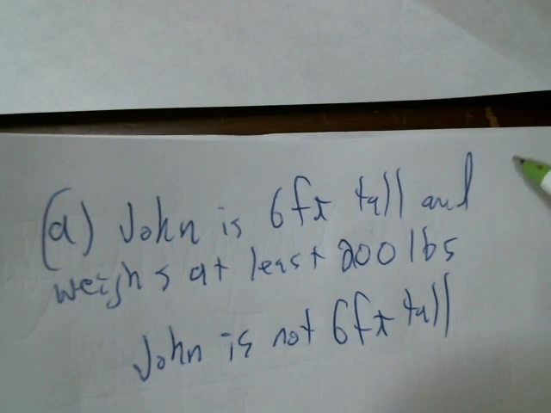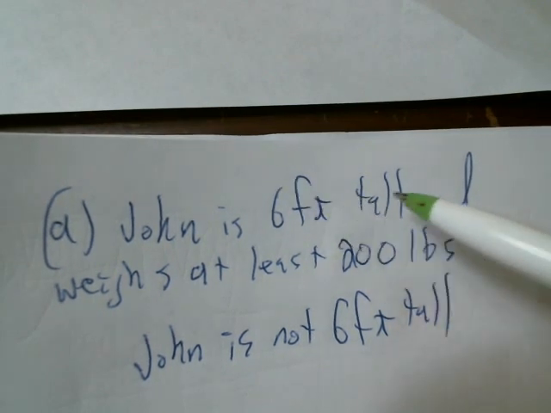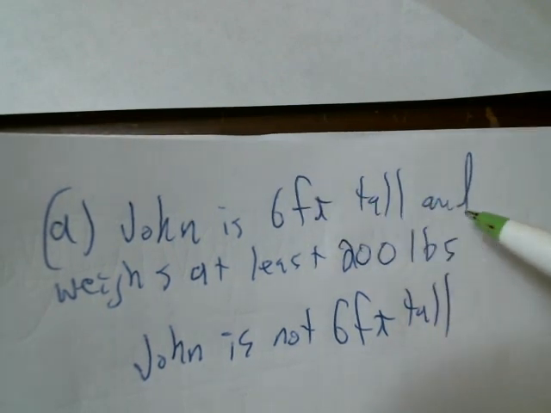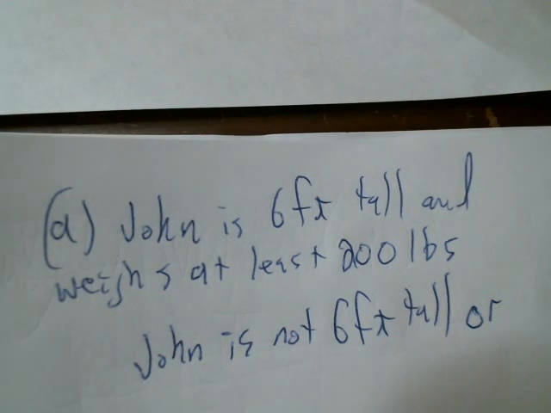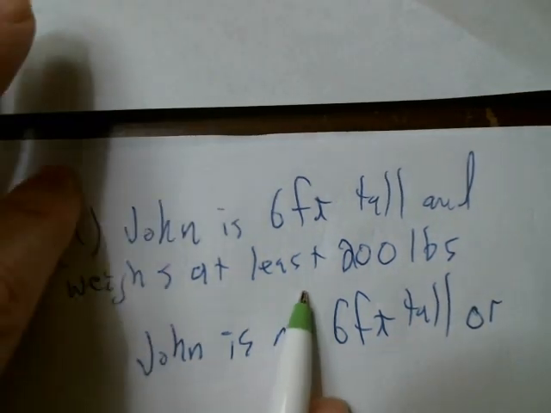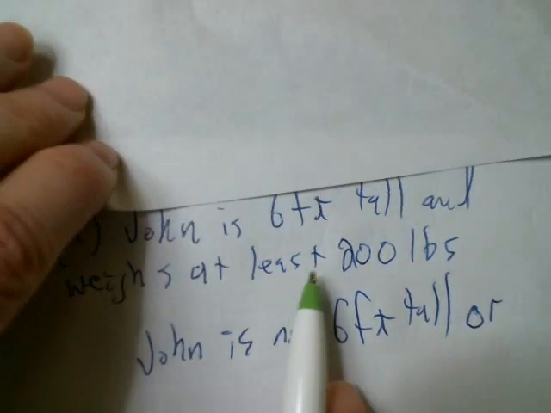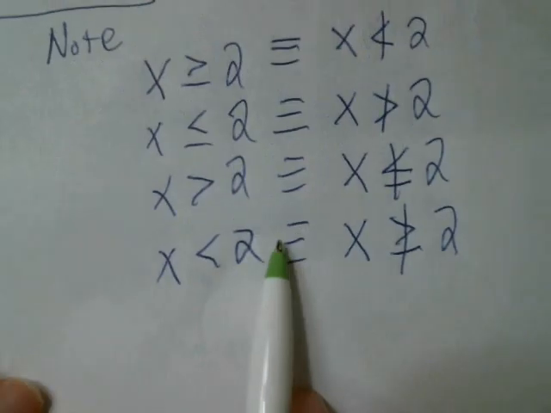And this is De Morgan's rules, right? So to negate an and statement, I'll turn it into an or statement. So John is not 6 feet tall, or to negate weighs at least 200 pounds, you can consider these statements up here.